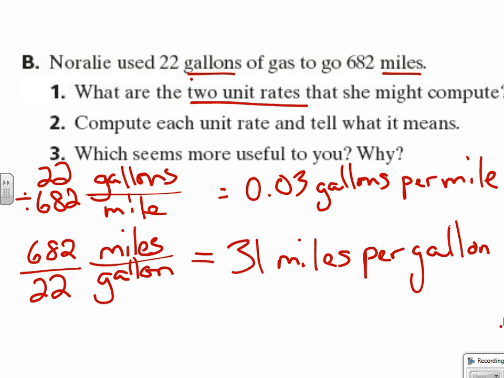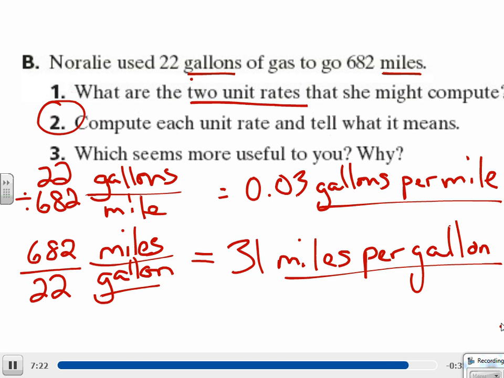We already figured out each unit rate: gallons per mile and miles per gallon. Remember, the second one, the per gallon or per mile, is what we divided by. Which seems more useful to you? Do you really need to know per mile how much of the gallon you're using? Or do you want to know how many miles you can go on 1 gallon of gas? This is useful information that you should figure out at home.